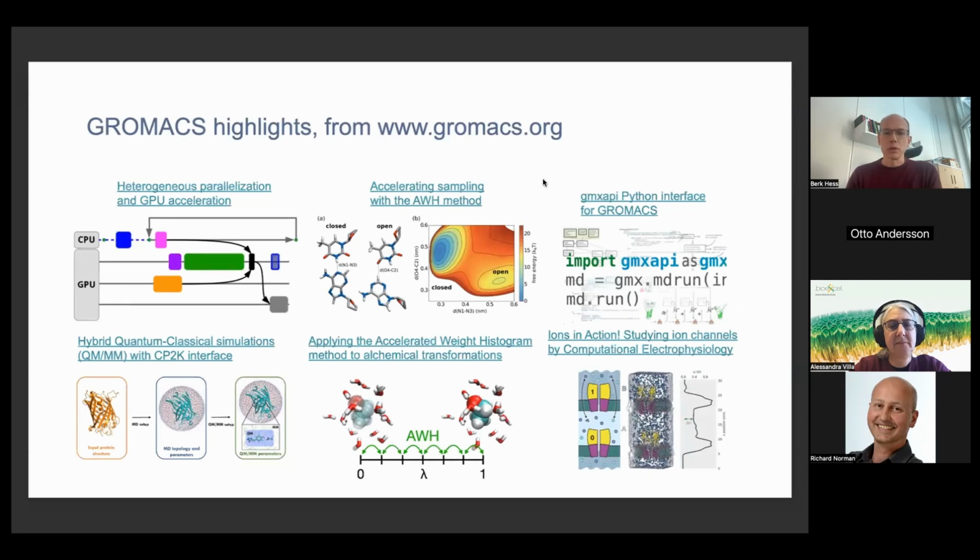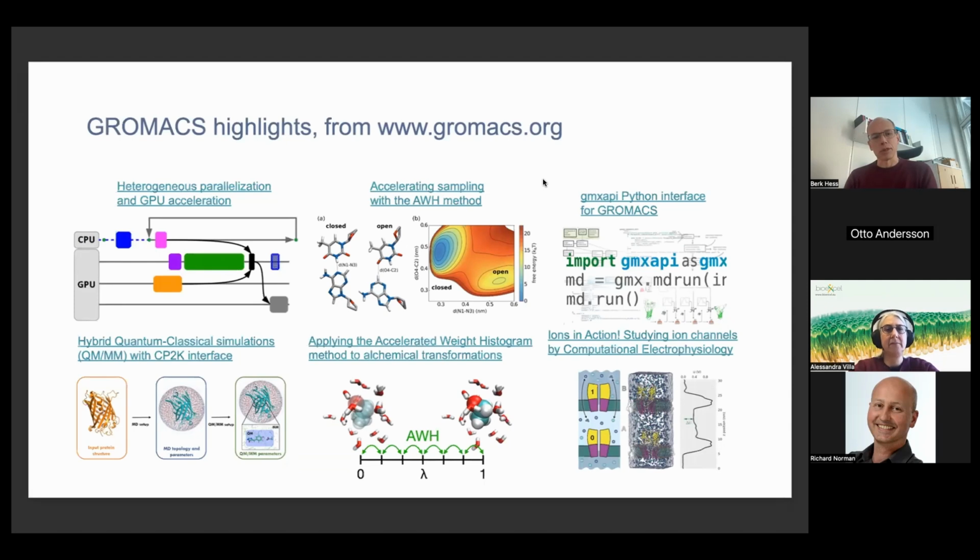So you can look there for more information on these features. The first one is our heterogeneous parallelization and GPU acceleration. This is one of the things that GROMACS is well known for, which is high performance on all hardware, also on very new hardware.